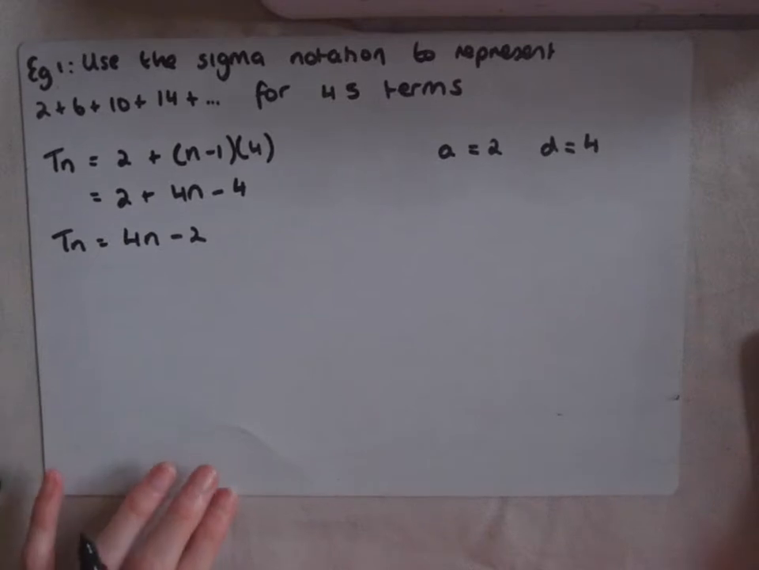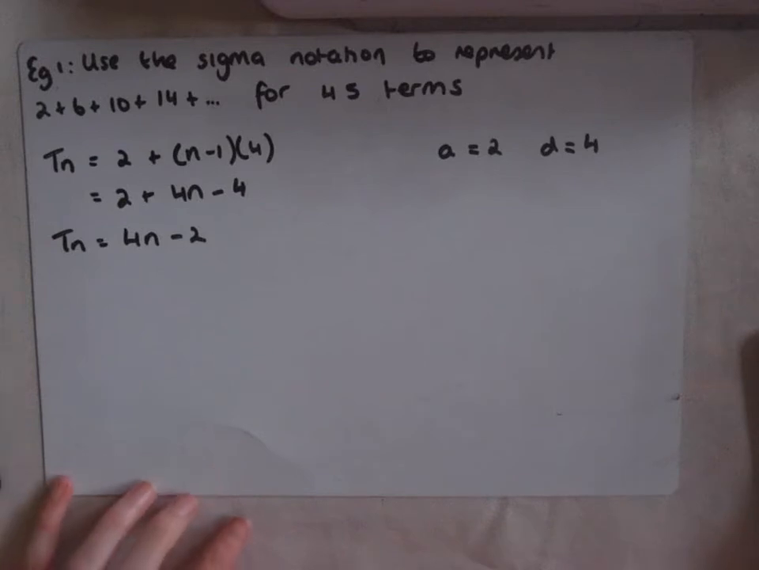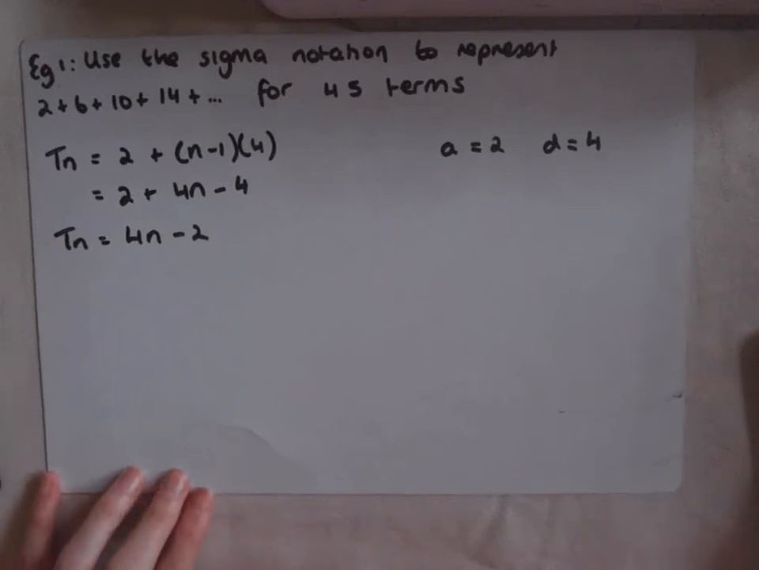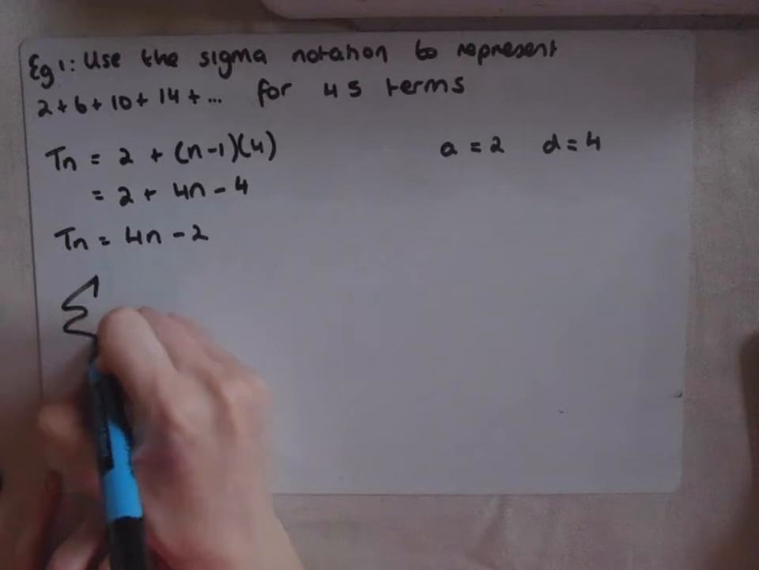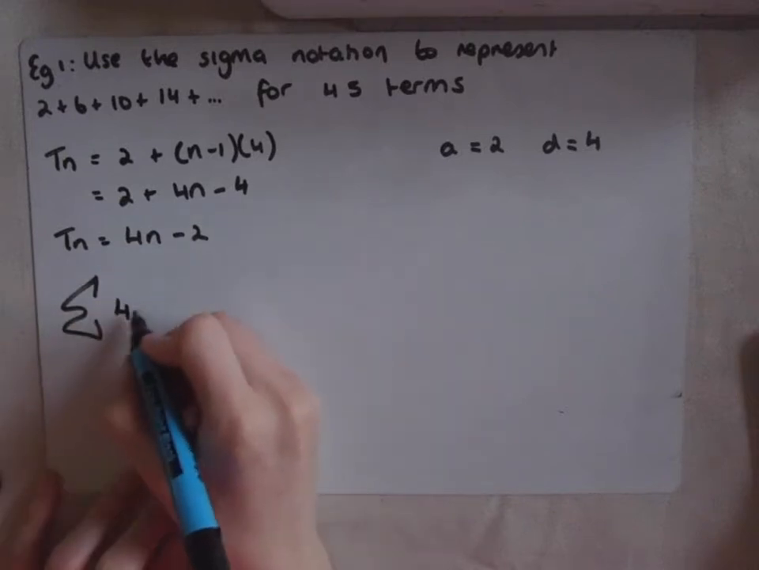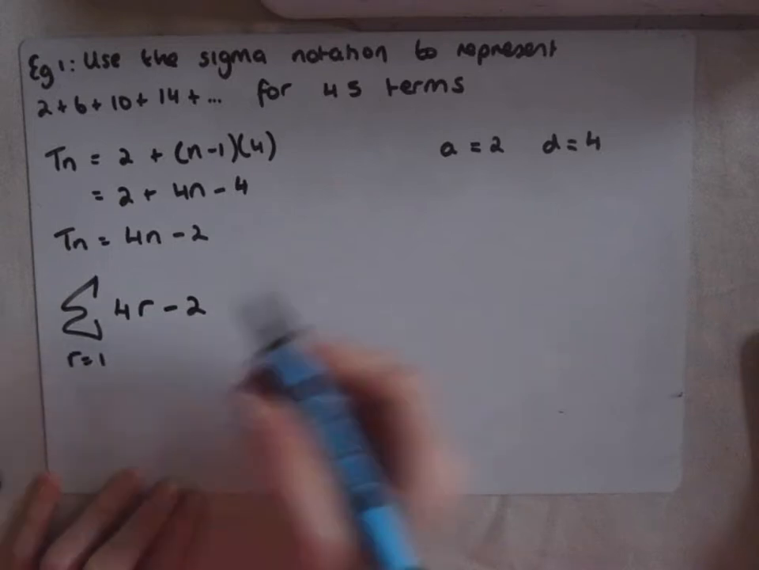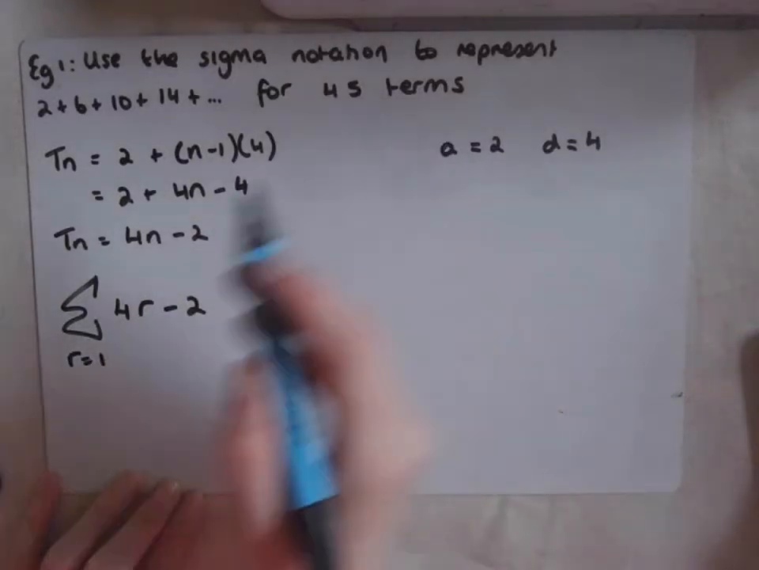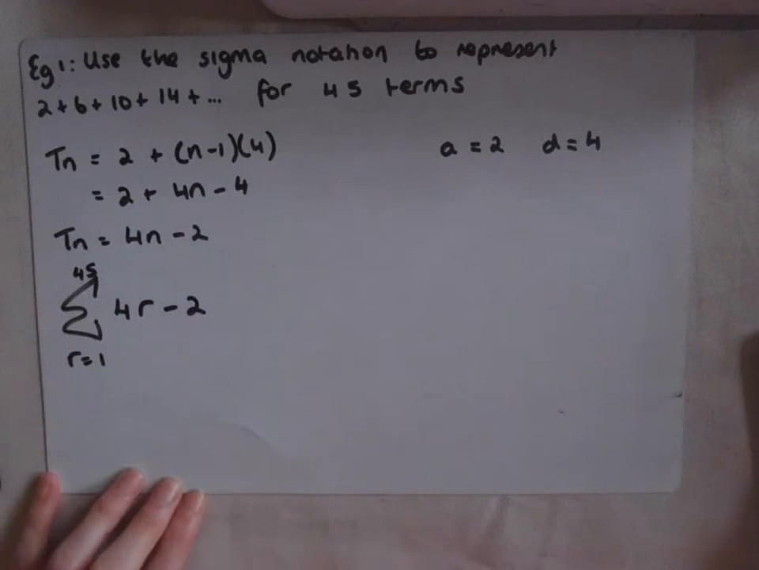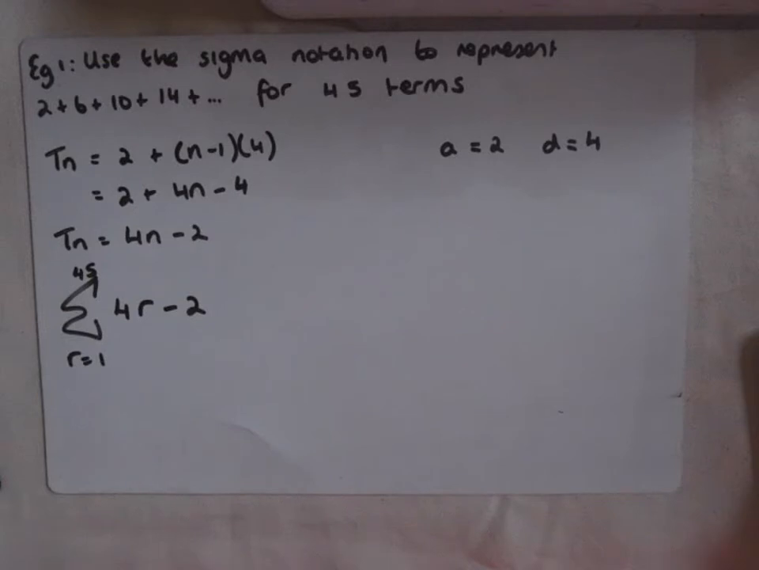Now we know when we use sigma, we're not talking about Tn anymore, we're talking about T r. Okay, so my answer to this is sigma of 4r minus 2, and r goes from 1, and they want 45 terms, so r goes from 1 to 45. And that's my answer to that one, okay? So that's if they ask you to write it using sigma.